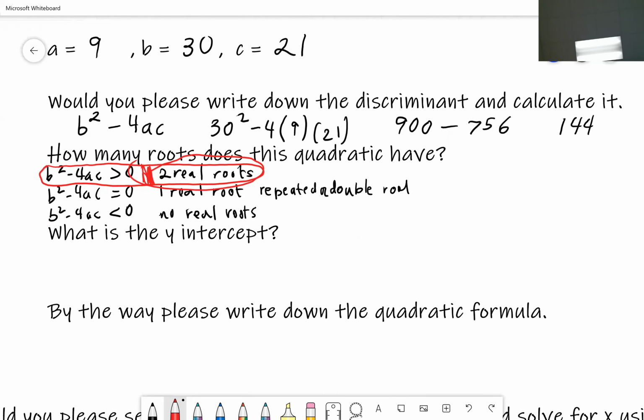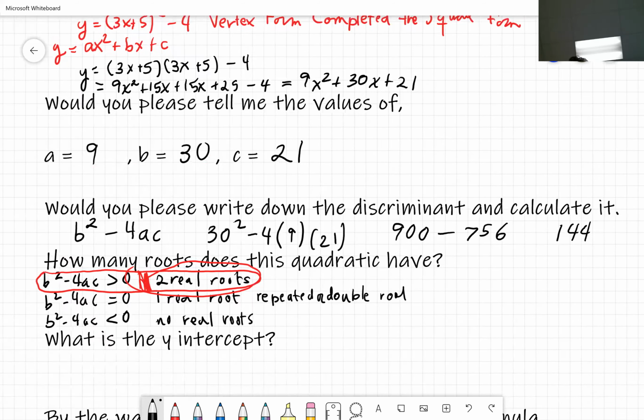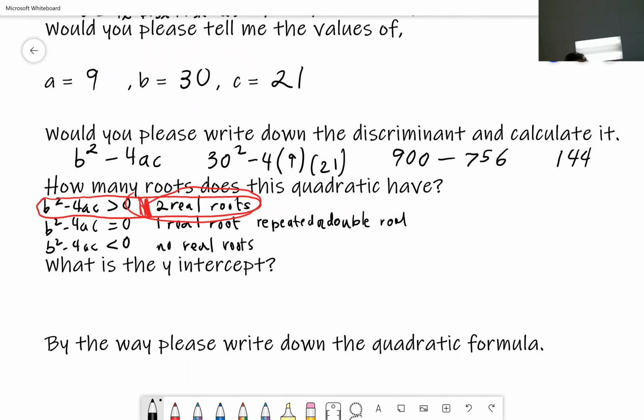Anyways, now let's do the y-intercept. Y-intercept. So if you go back to the equation, the standard form looked like this.